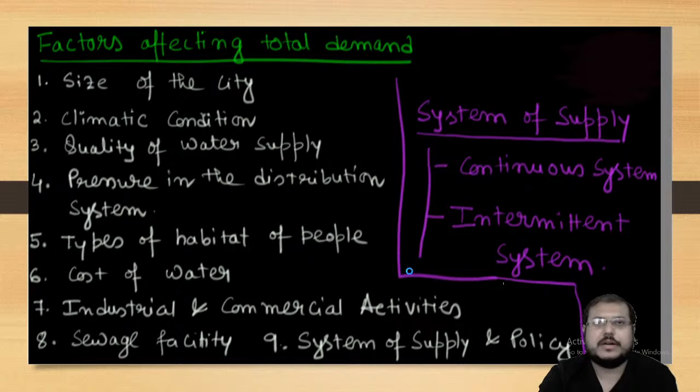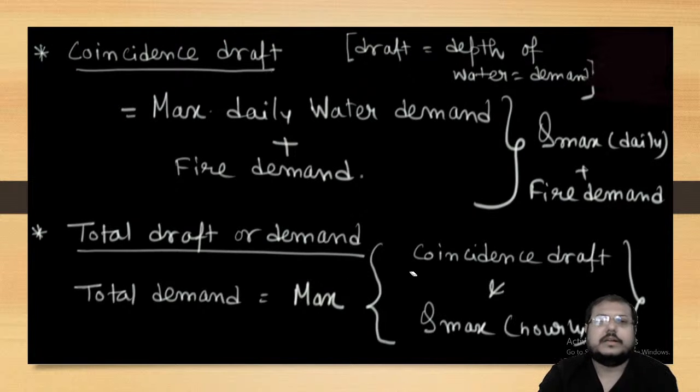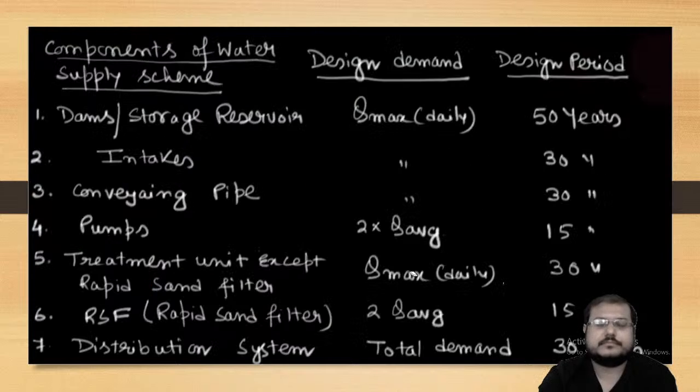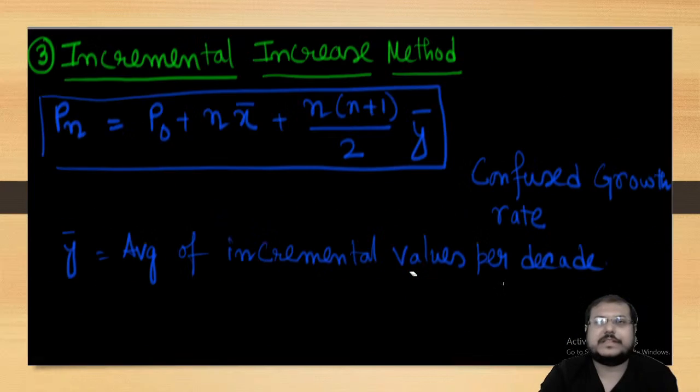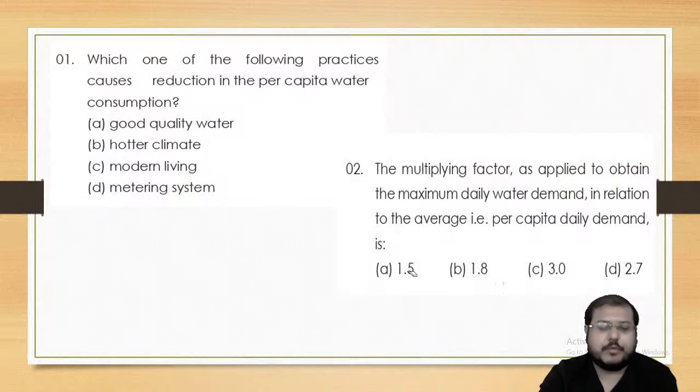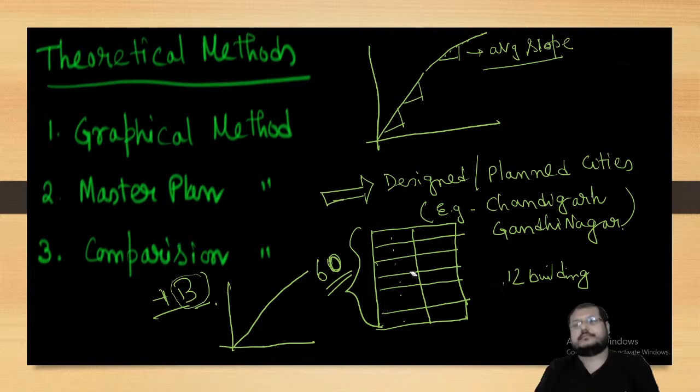And we have seen the factors affecting per capita total demand, then the variations in water demand, and then the design period and components of the water supply scheme. We have entered today the population forecasting methods. So those are the two segments. First segment, water demand, is a theoretical segment. Second segment, population forecasting, is the part where we go for the practical and numerical work. So that is the end of the first chapter.